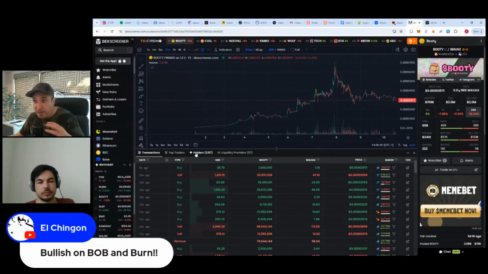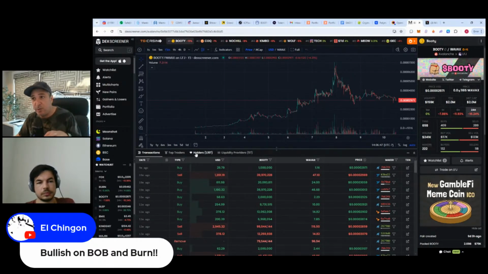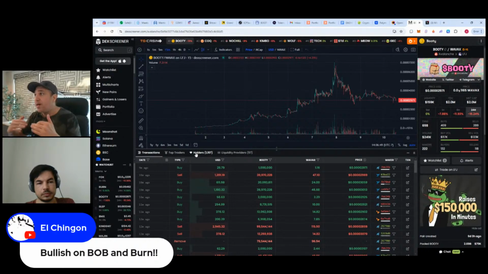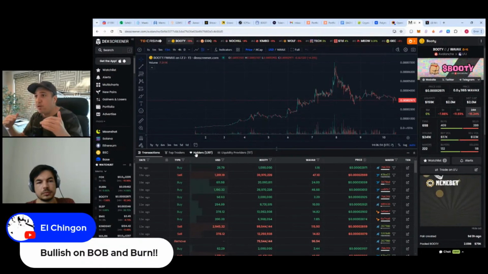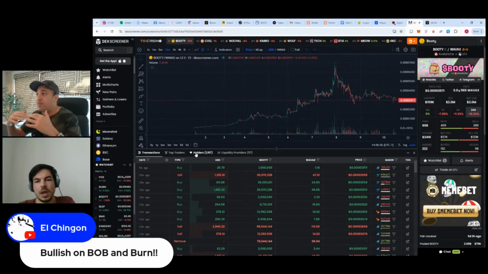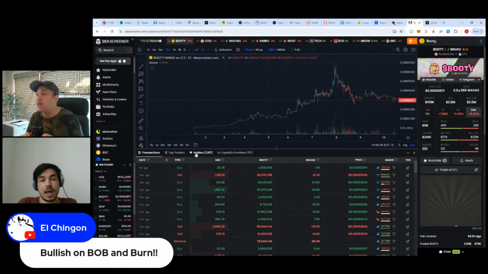You look at the holders. When we got into Booty, it only had like 200 holders. It's now 1,200 holders, and it's continuing. It's now kind of going sideways. But how does this chart look to you? Do you think it just comes out? I think it looks strong. I think it looks strong.